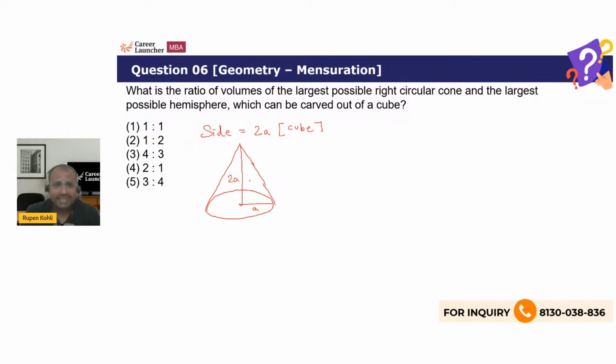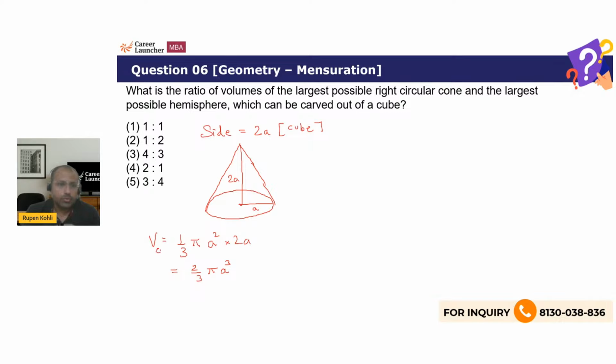So while the radius is a for the cone, the height is 2a. So what's its volume? We know that the volume of a cone is 1 by 3 pi r square h, r being the radius, h being the height. So 1 by 3 pi, r is a, so a square, into h, h is 2a. So this is coming to be 2 by 3 times of pi a cube, right? That is what we are getting as the maximum possible volume for the cone.